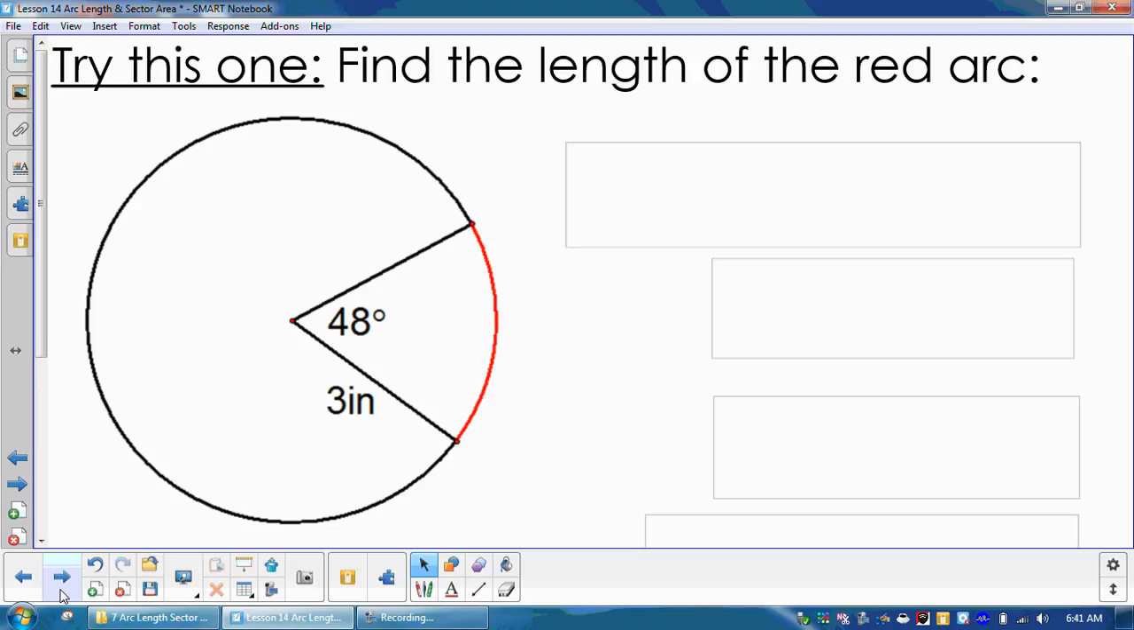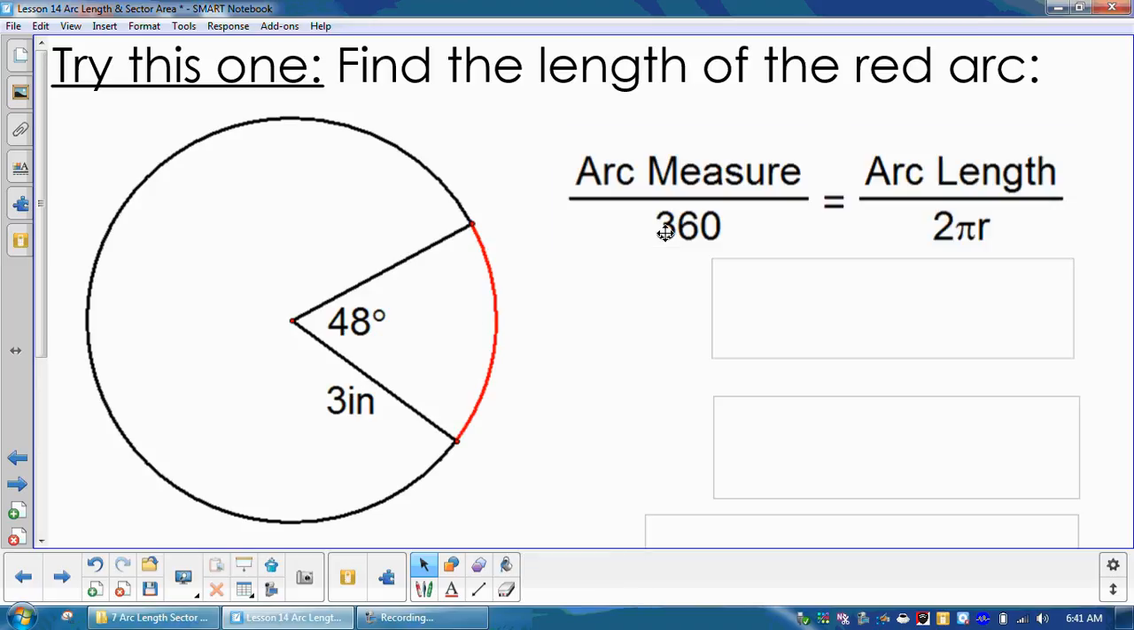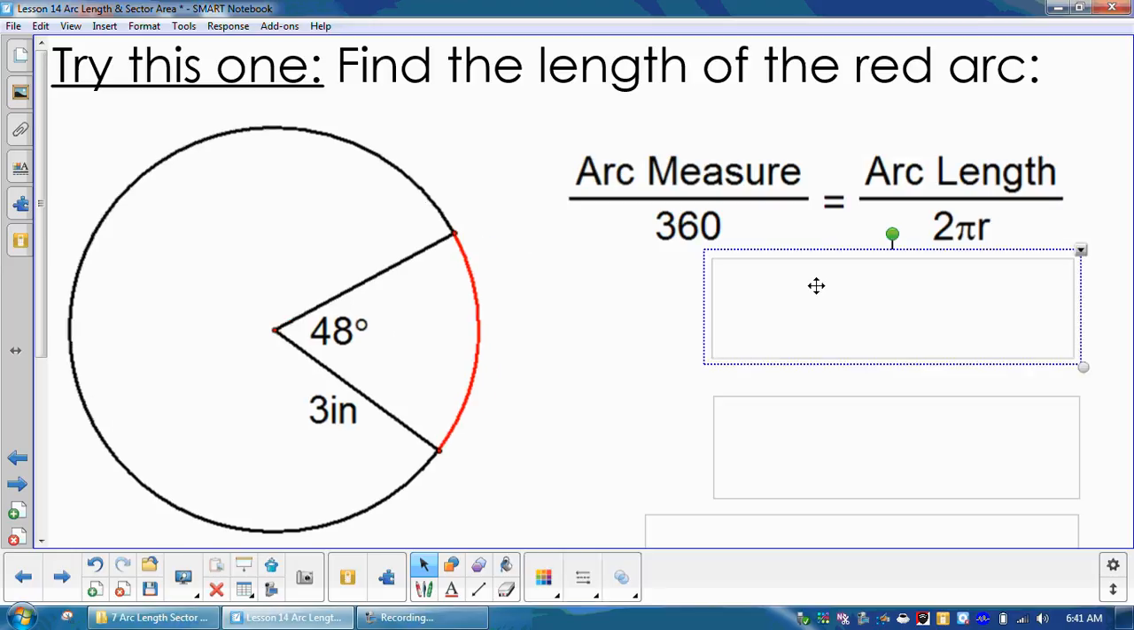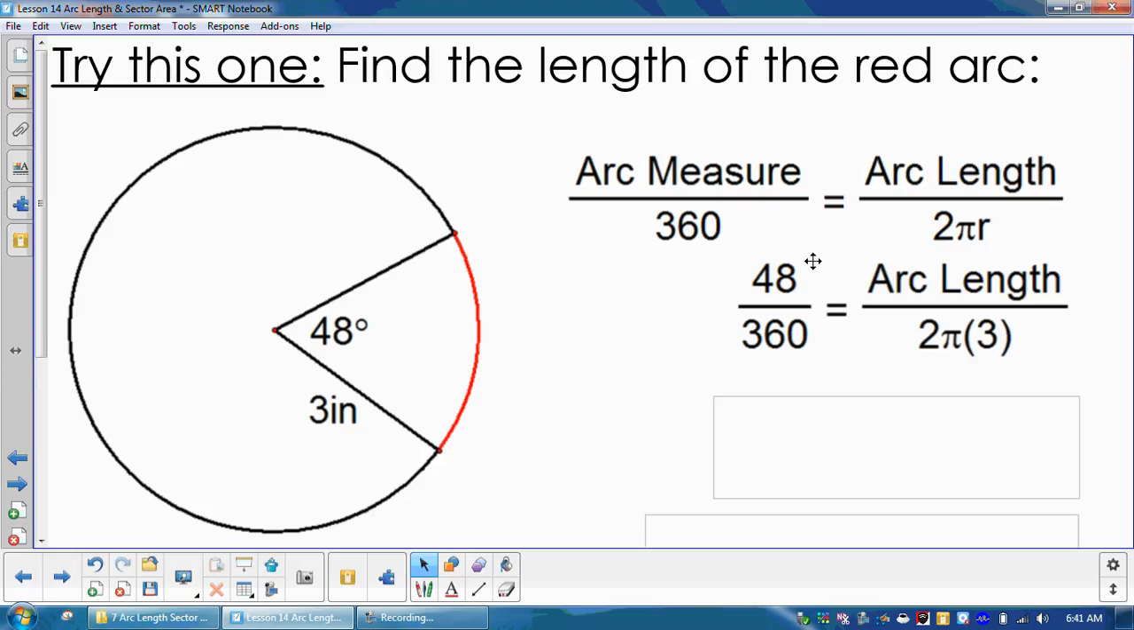So go ahead and pause, try this one. Make sure you write the formula, plug in, and find the length of the red arc. As I said, you want to write the formula, as I say every time. 48 here is our central angle. It's the same as the red arc, so we plug that in for the arc measure. Our radius is 3 inches.